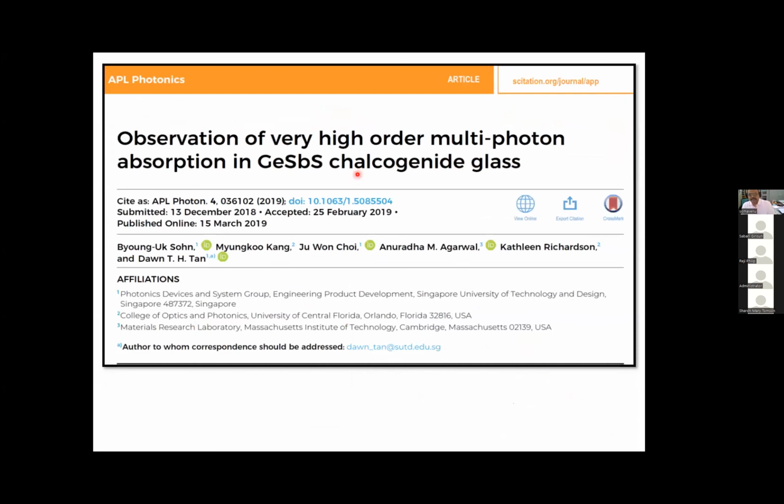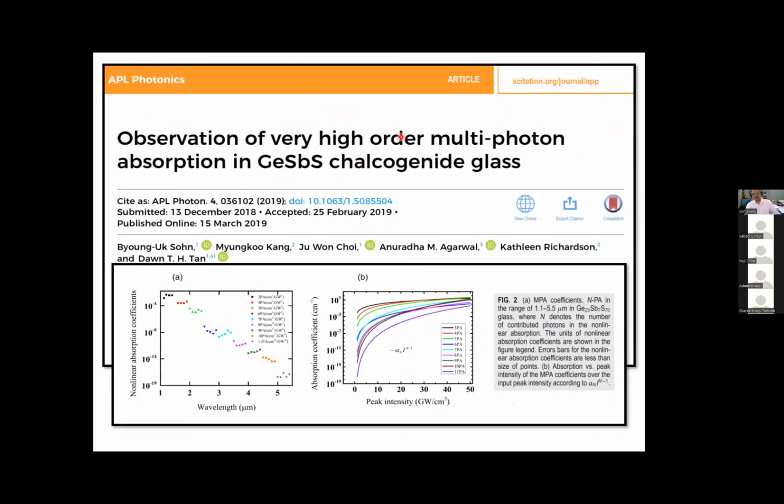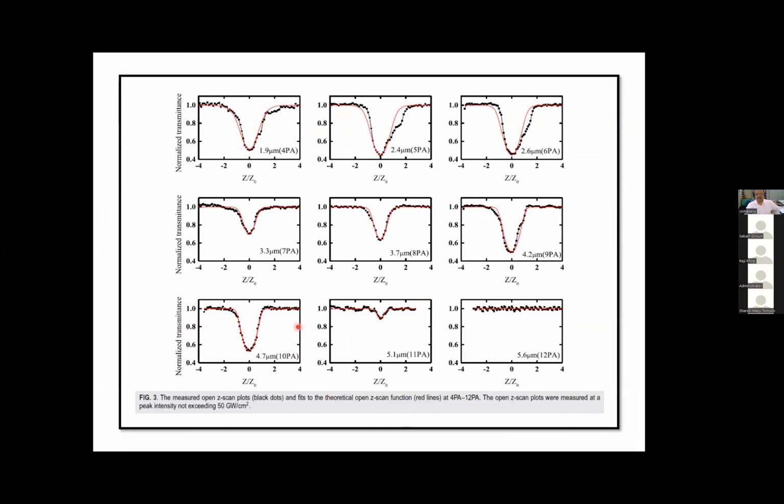So as I said, depending on your absorption, the nonlinear absorption, for example, this work by this gentleman, this is chalcogenide glass, and what they show is 11-photon absorption, starting from 2-photon, 3, 4, 5, 6, 7, 8, 9, 10, 11-photon absorption. They see this is 1.9 micron, 4-photon absorption, 2.4 micron, 5-photon, 3.78, 4.2 micron, 9-photon, and 5.1 micron.